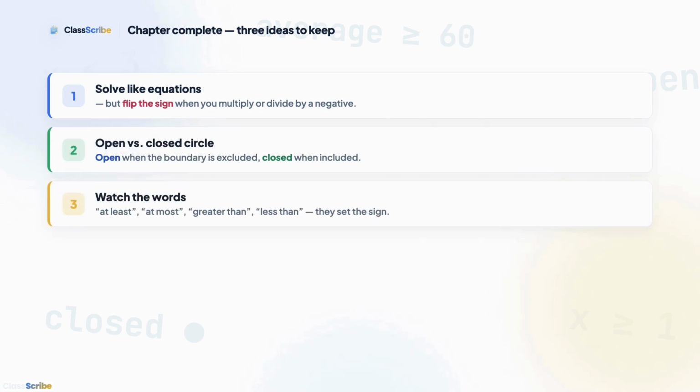Remember 3 important ideas. First, solve inequalities just like equations except when multiplying or dividing by a negative number. Second, use an open circle when the boundary is excluded and a closed circle when it is included. Finally, pay close attention to words like at least, at most, greater than, and less than while forming inequalities. Once these ideas are clear, solving inequality problems becomes quick, logical, and much easier in examinations.